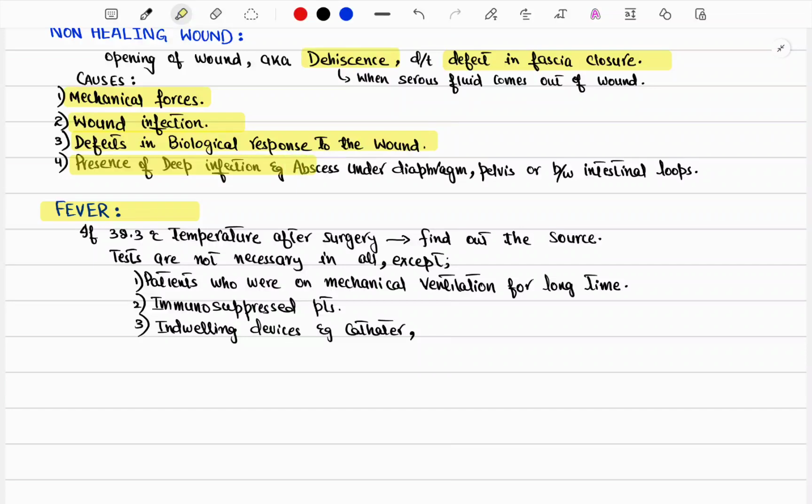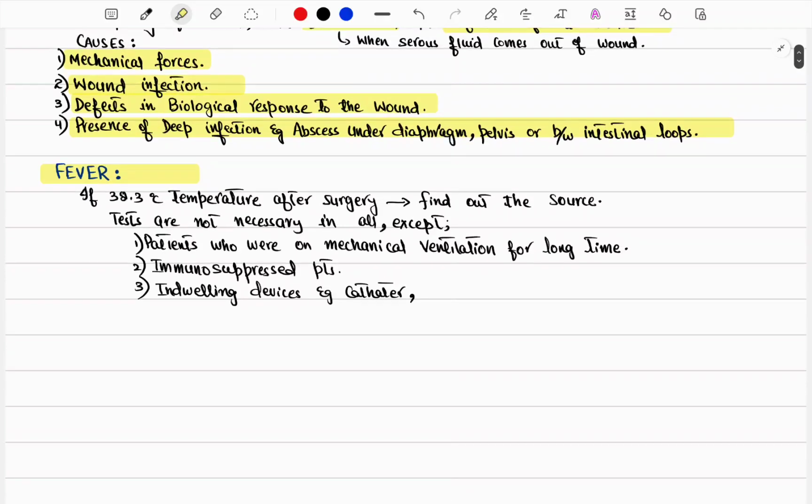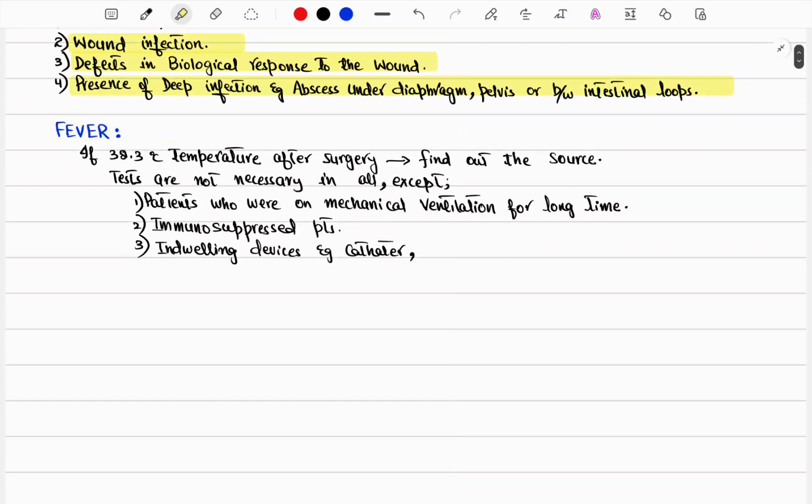Presence of deep infection, for example an abscess under the diaphragm or in the pelvis, or between the intestinal loops, can also cause the wound not to heal correctly. Then fever. If there is a 38.3 degree temperature after surgery, we must find out the source of the infection, the reason why the infection is occurring and there is the fever.